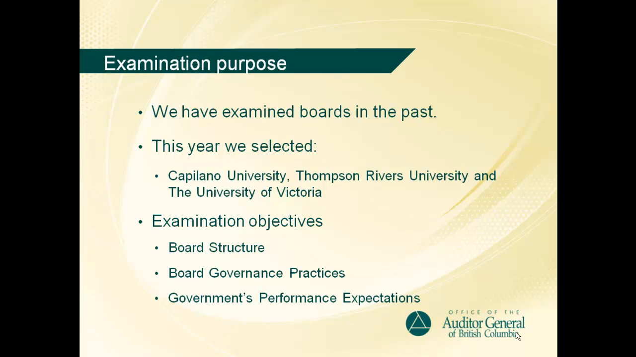The second objective, board governance practices, examined whether boards are taking the necessary steps to fulfill their roles and responsibilities, thereby providing effective governance for the university. The third objective, government's performance expectations, examined whether government made its performance expectations of the universities clear, monitors for compliance, and works collaboratively with the universities to resolve issues.